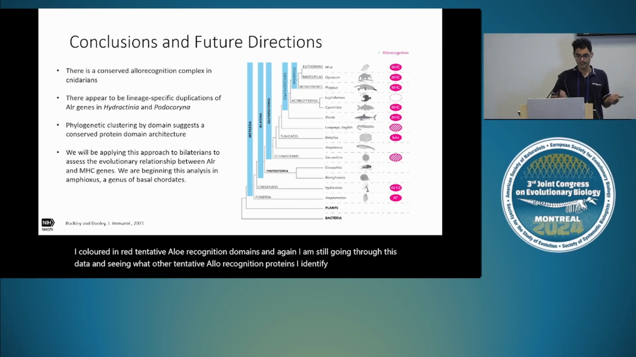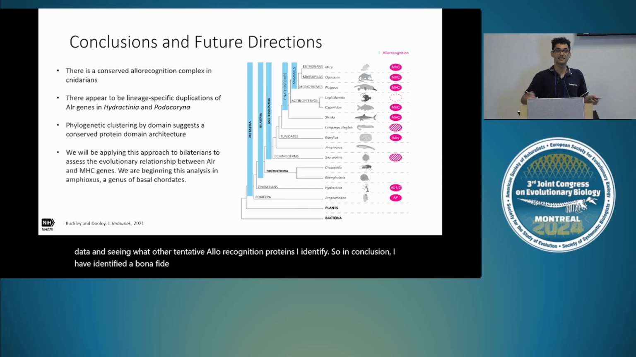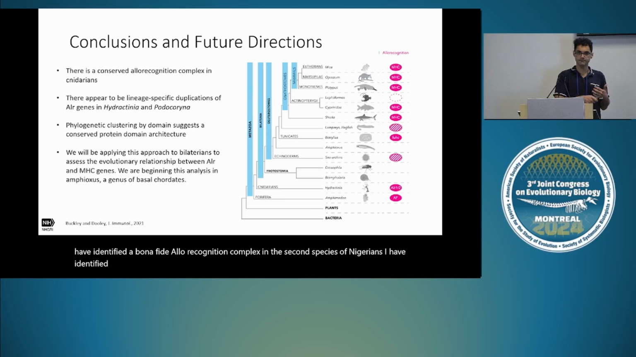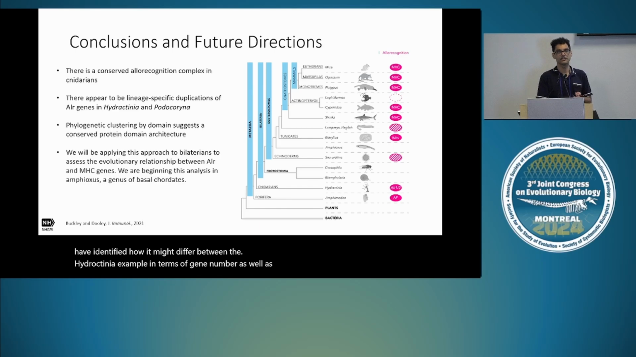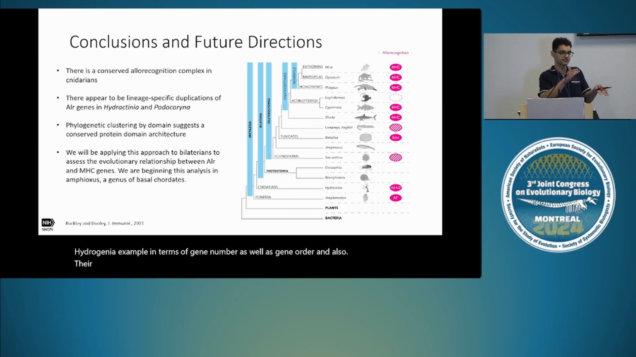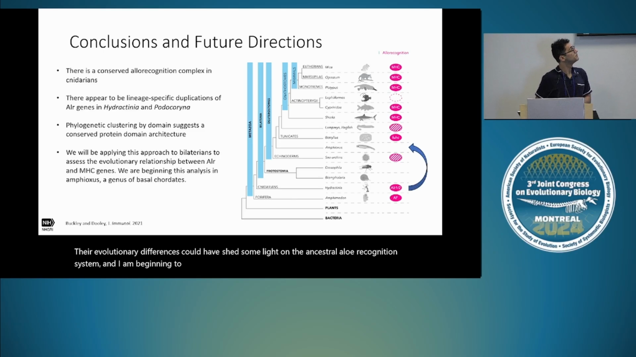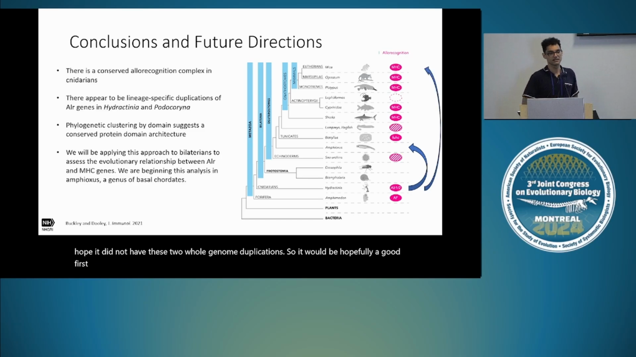So, in conclusion, I have identified a bona fide allorecognition complex in the second species of cnidarians. I have identified how it might differ from the Hydractinia example in terms of gene number as well as gene order, and their evolutionary differences could shed some light on the ancestral allorecognition system. And I am beginning to make the jump into bilateria, first with Amphioxus, because we hope it did not have these 2 whole genome duplications, so it would hopefully be a good first step. And then ultimately, we want to make the jump to some of our closer relatives.